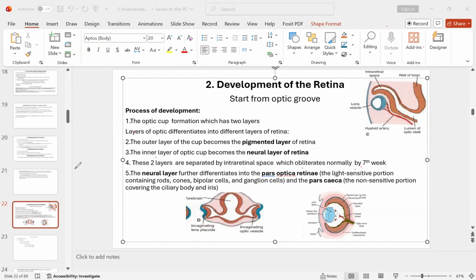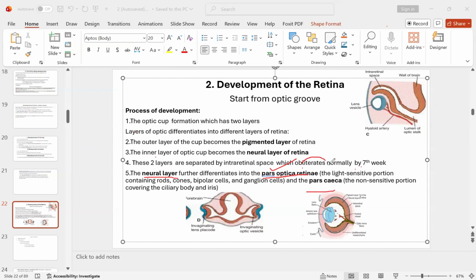So this was the third step in the formation of retina. The fourth step in the formation of retina is the differentiation of the neural layer of the retina into two parts. Number one, pars optica retini and number two, pars ceca retini.